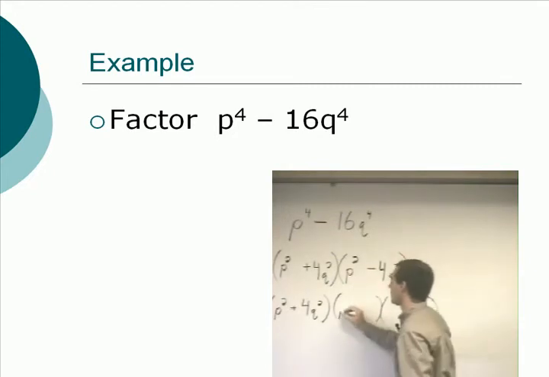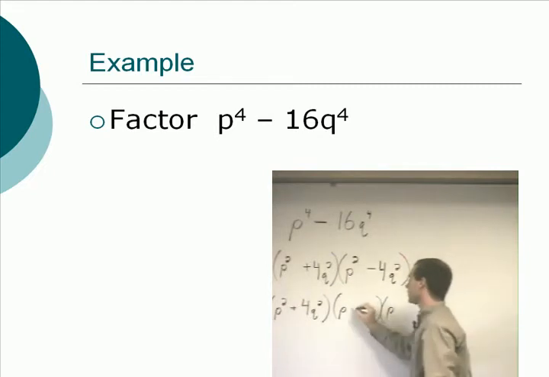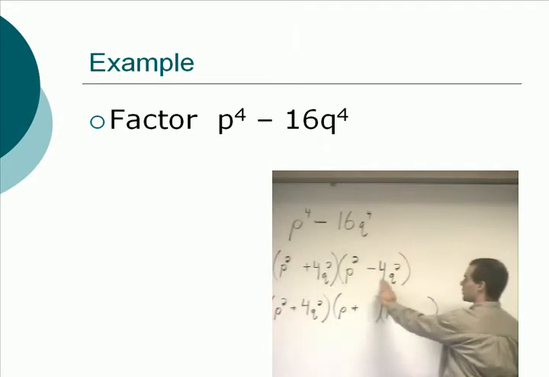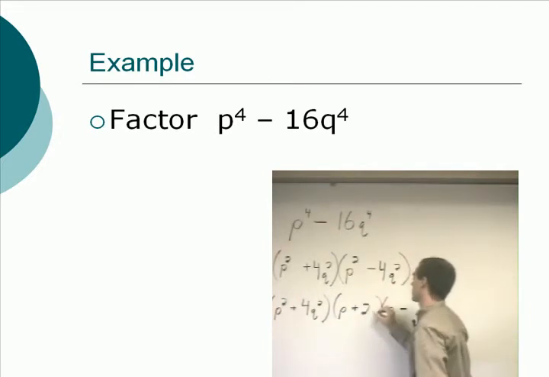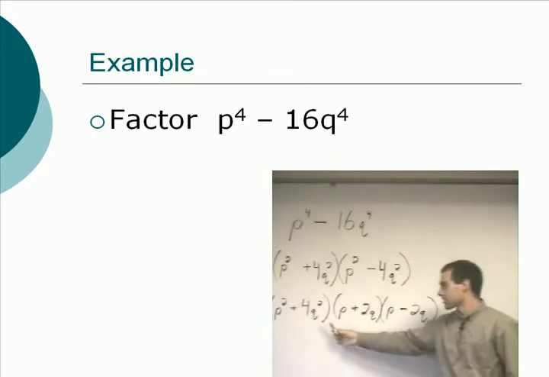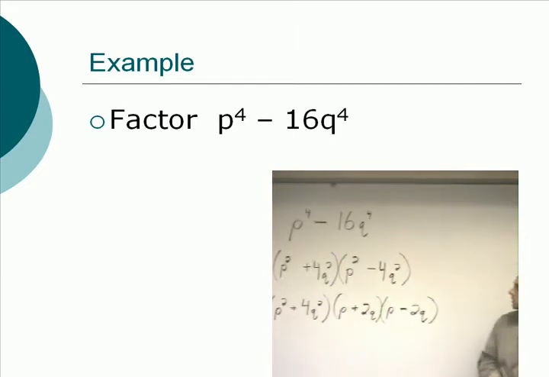right, these will become P and P, plus and minus, 2q and 2q. Now, can any of those be factored? We already asserted that this one can't be factored. No, that's it. So we're done. Okay?